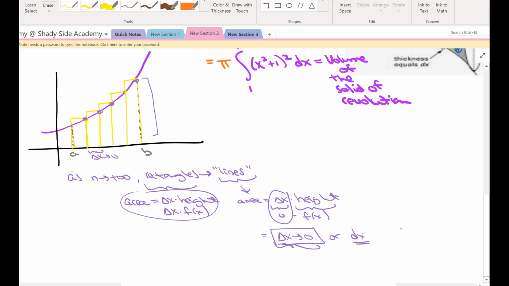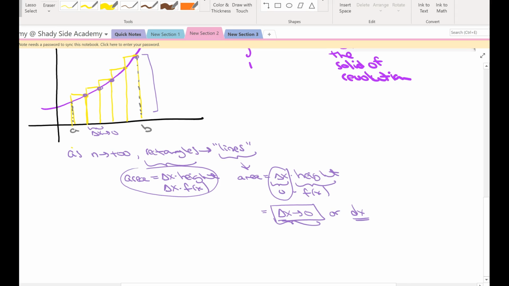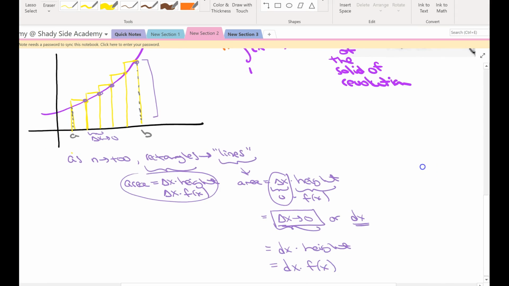Okay, so delta x approaching 0 means the same thing as dx. So again, staying with this very wacky idea of an area of a line, the area of my line is dx times the height. But we just said the height was the function, so dx times f of x.